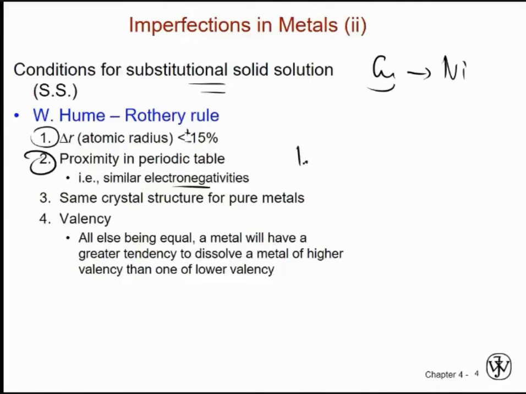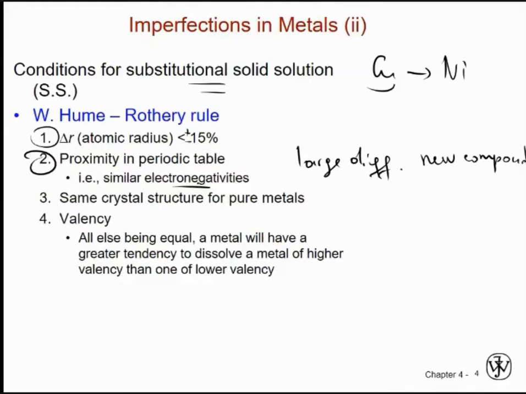If they have a large difference in electronegativity, let's say one will be more electropositive, one will be more electronegative. So large difference in electronegativity means one of them will be wanting more electrons, another one will want to give electrons. As a result, they may form some ionic bond and create a new compound.